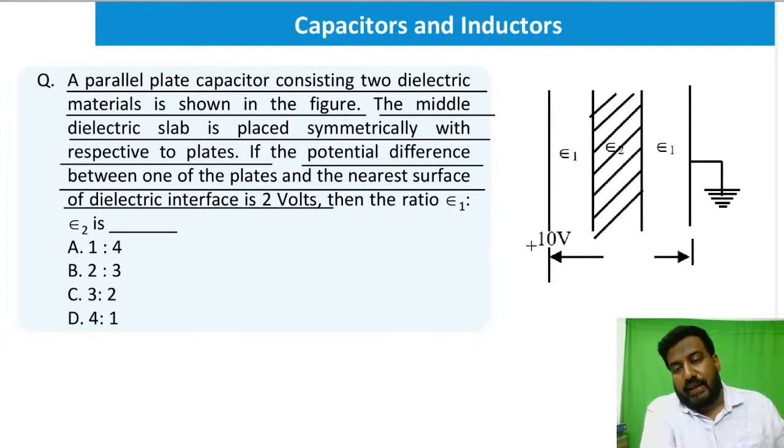Very clearly, here potential is 10, here it is grounded, meaning 0. The difference between one and the nearest one is 2 volts. That means this must be 8 and this must be 2 volt. So total potential is 10. Potential across capacitor 2 is 8 minus 2, potential difference 6 volt. Total potential V is 10 minus 0, 10 volts.